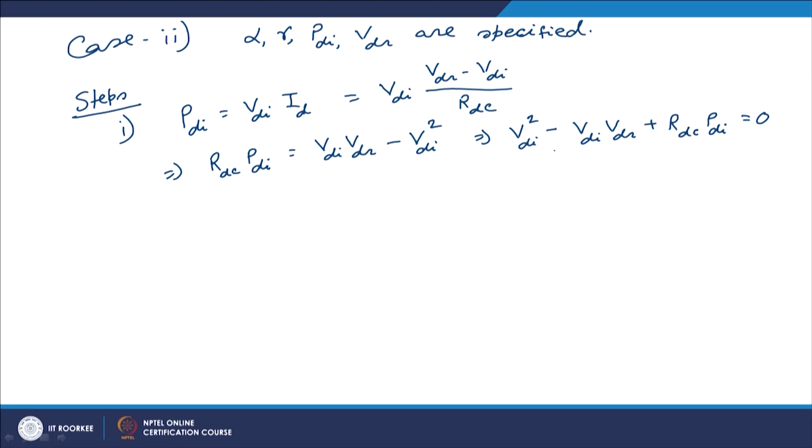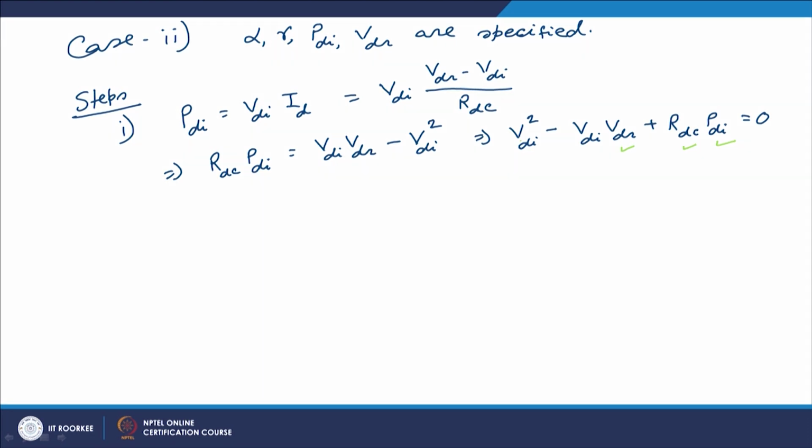Again, this is a quadratic equation involving VDI. In this quadratic equation, which quantities are known? The known quantities are VDR, which is specified, PDI, which is specified, and RDC, which is known. We can solve this quadratic equation by the standard technique. We get two values of VDI, and in this case we have to take that value of VDI which is less than VDR.